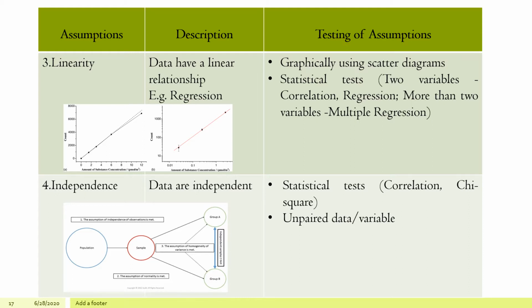Then the fourth assumption is independence. Data are independent. However much data you collect, all the data are independent. So the statistical test is correlation or unpaired data variables.